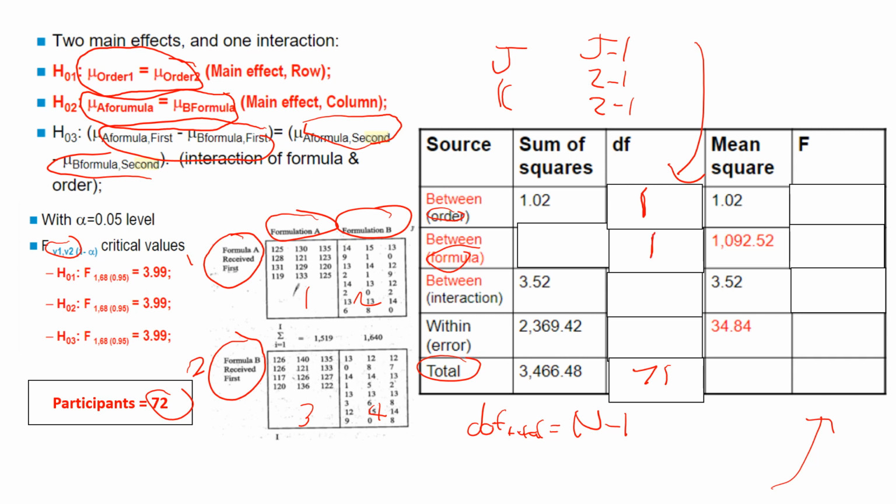The reason I blanked out this box and not this box is because I wanted to show you something. In order to get your sum of squares, if you aren't given it, but you are given the degrees of freedom and the mean square, all you have to do is to divide mean square by your degree of freedom. So mean square over df equals sum square. So in this case, our sum of squares for the formula is 1092.5.